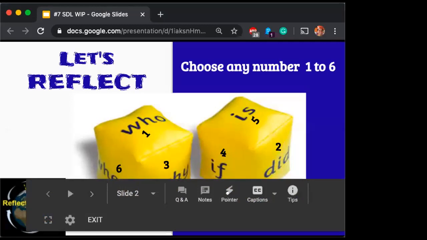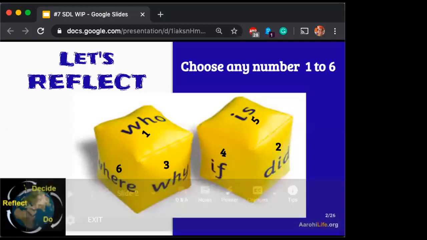So typically we do this with dice, or we write different words on a ball and we throw the ball to each other. Let's say the word on the ball is "look". If my right thumb landed on the word "look", then I have to say, what did I look like? And so on. Vivian is asking, where is Aditi?